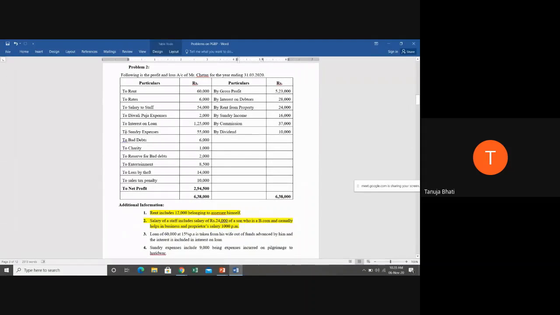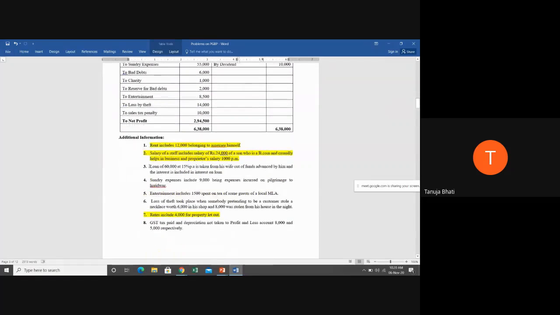Okay, next. To sundry expenses is 55,000. Now students, without seeing the additional information, sundry expenses is obviously a business expenditure. We will consider it to be a business expenditure, but let us see if any further information is given. Sundry expenses include 9,000 being expenses incurred on pilgrimage to Haridwar. So Mr. Chetan is going on a pilgrimage to Haridwar where he is spending 9,000 rupees.